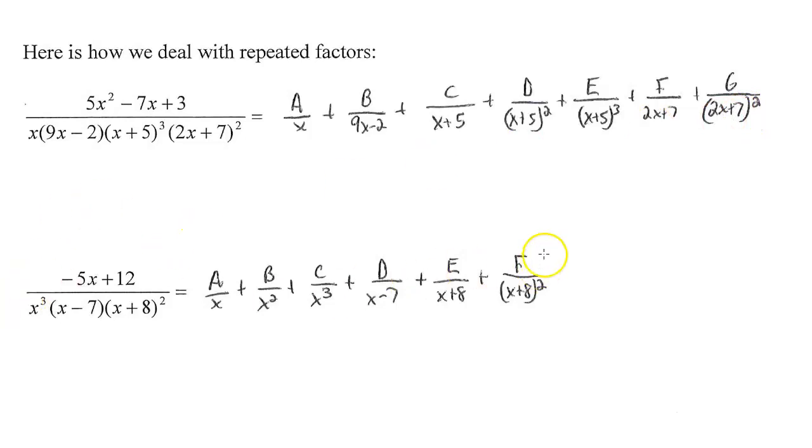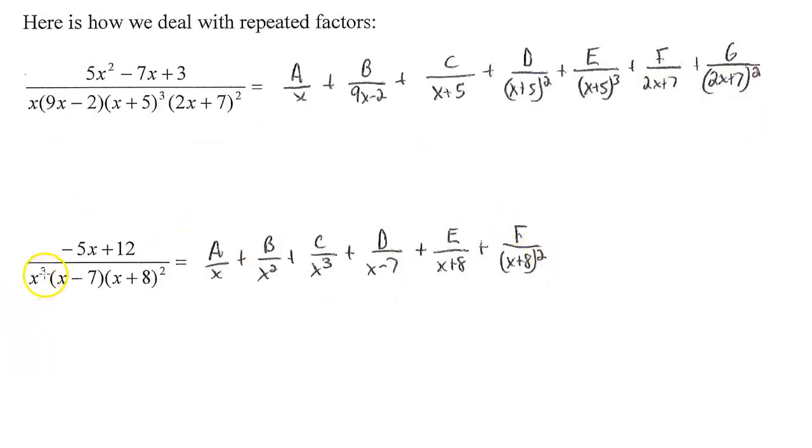Okay, now what about this situation? Well, here the x is the repeated factor. It's repeated 3 times, so we write this as a over x plus b over x squared plus c over x cubed. Okay, and then we have plus d over x minus 7. And then this is a repeated factor, so we have e over x plus 8 plus f over x plus 8 squared.